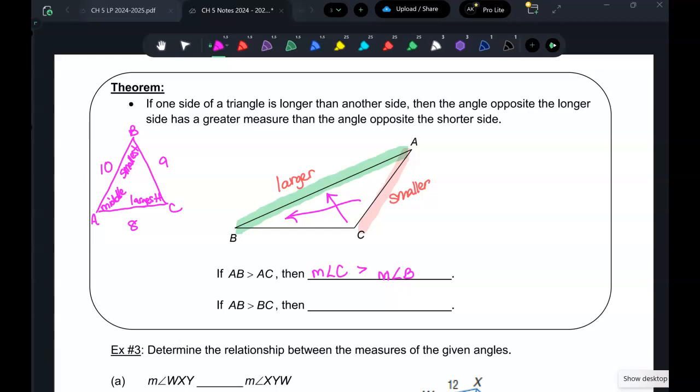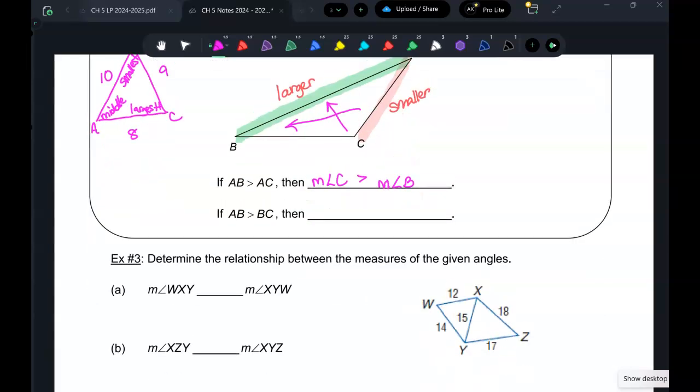Next one, if AB is bigger than BC, what will the two angles be? Measure of angle C is greater than measure of angle A. Good.